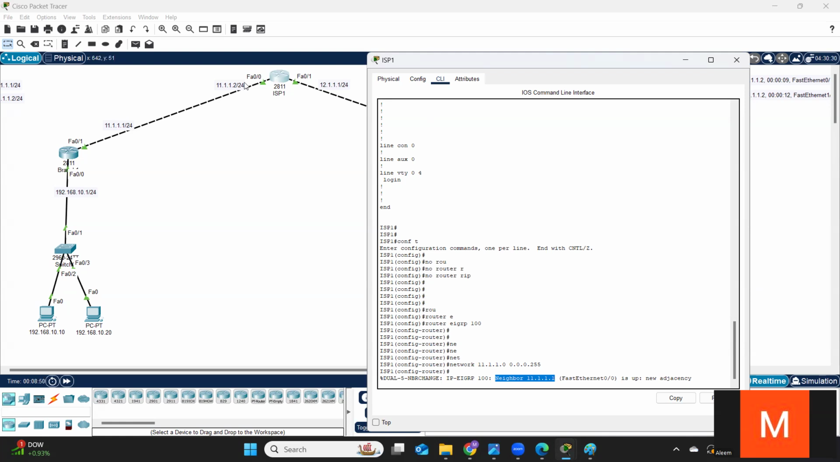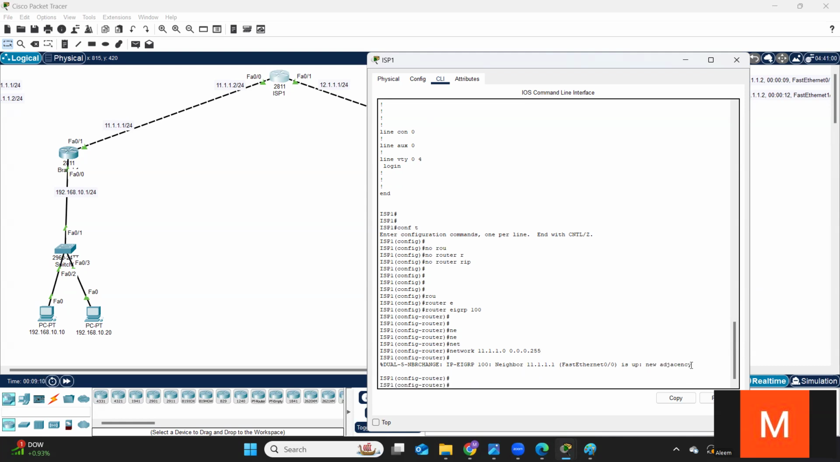Have you got it? This router has the IP address 11.1.1.2 on the directly connected interface, and the other router has the IP address 11.1.1.1. Through this IP address we got a neighborship. The new adjacency is formed. Adjacency means the neighborship is established.